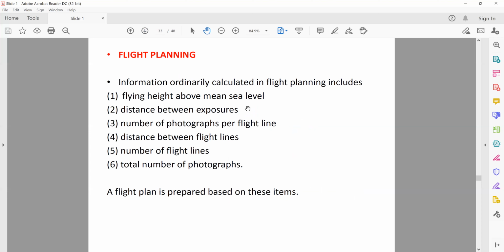So the information which is calculated in flight planning includes flying height above mean sea level because this would control the scale of the photograph, distance between exposures, this would ascertain the end lap, number of photographs per flight line, again this would ascertain the end lap that you have, distance between flight lines, this would take care of the side lap, number of flight lines, again this depends how much accuracy you want, and total number of photographs.